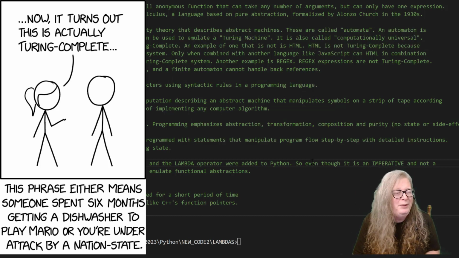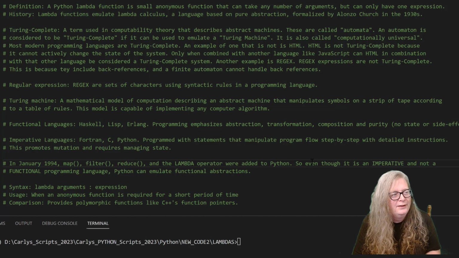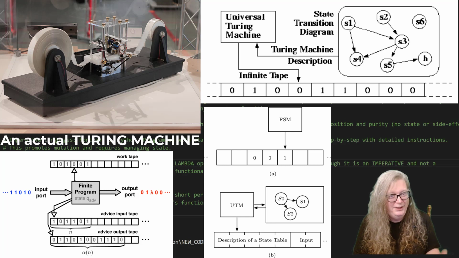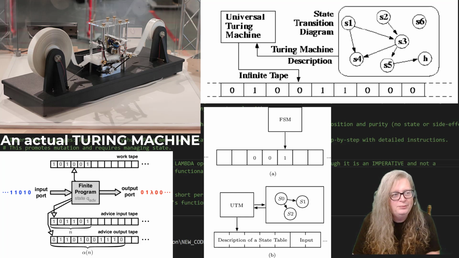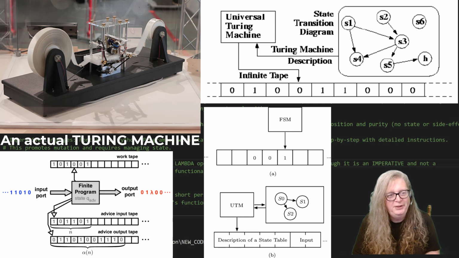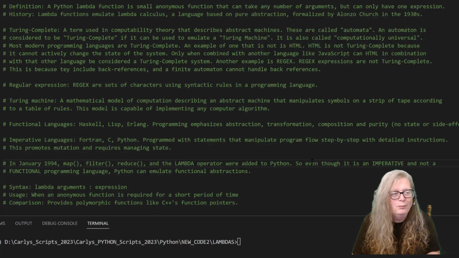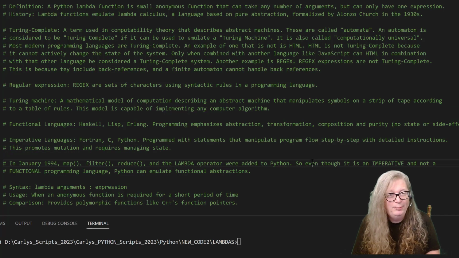So what do we mean when we say Turing complete? This is a term used in computability theory that describes abstract machines called automata. An automaton is considered to be Turing complete if it can be used to emulate a Turing machine. That's also called computationally universal. Most modern programming languages are Turing complete. An example of one that is not is HTML.